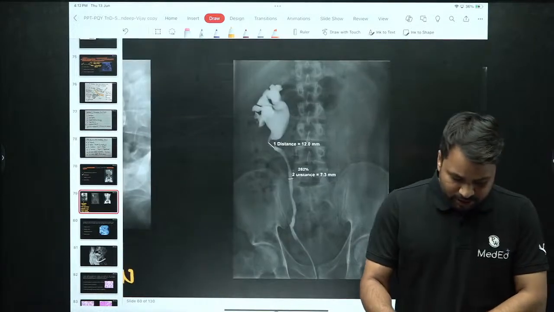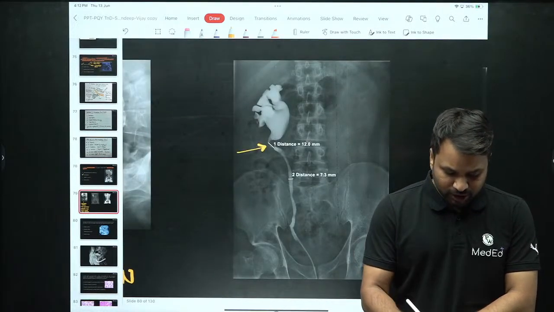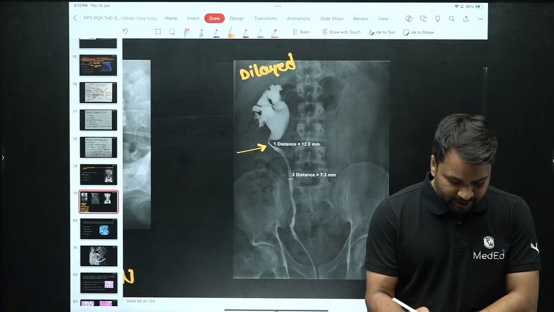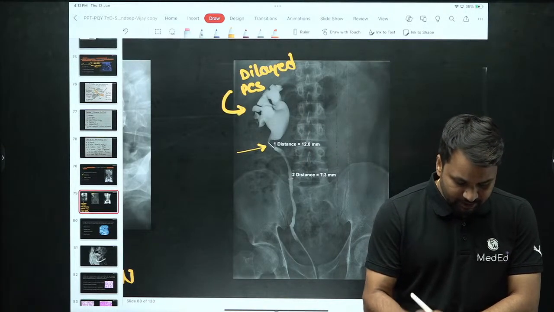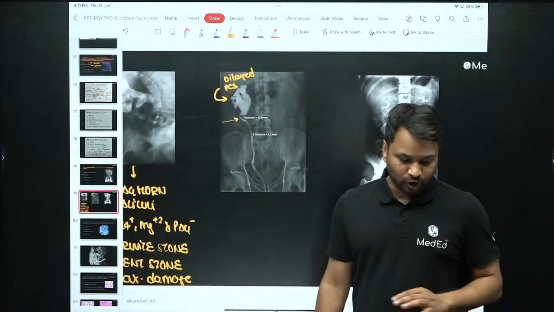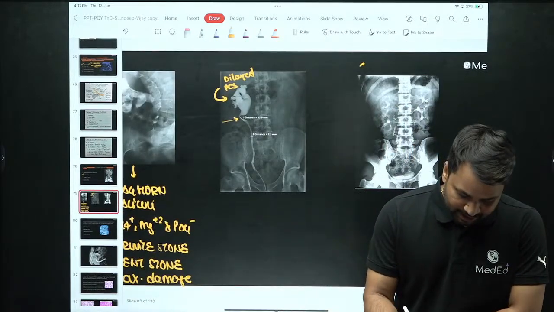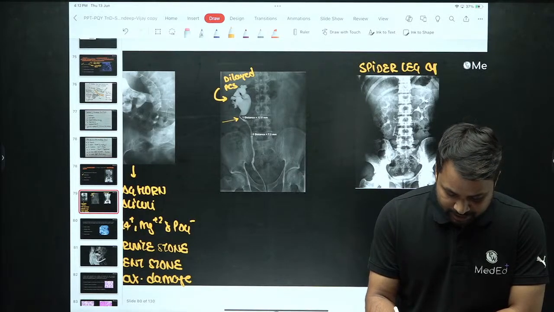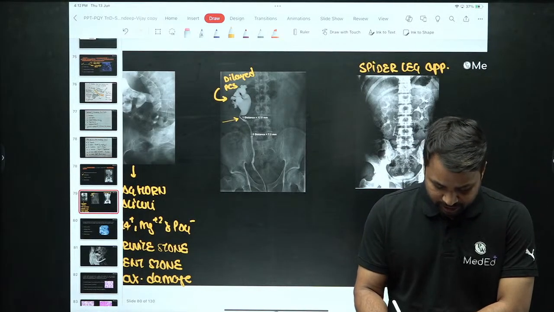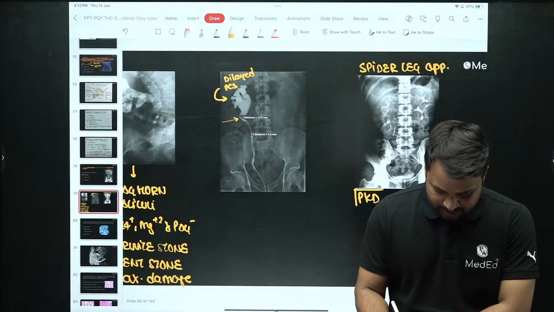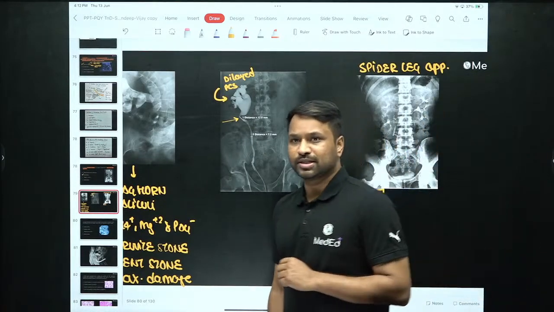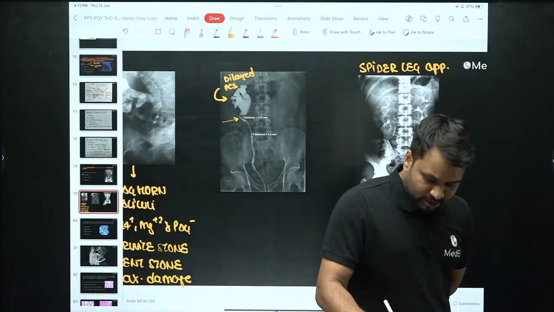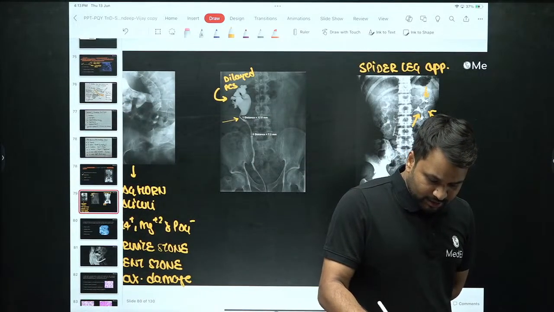Now, when you see a PUJ obstruction, this is the site of obstruction, and you see the dilated pelvicalyceal system. This is characteristic of PUJ obstruction. Now, this is the classical spider leg appearance. The spider leg appearance on an IVP is seen in polycystic kidney disease, right? So here it is going to be your cystic anomaly, or PKD, presenting with spider leg appearance. You can see these thinned-out calyces.